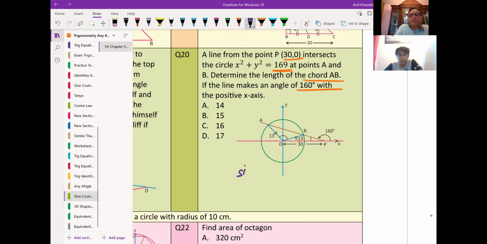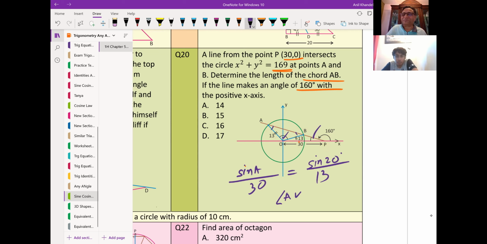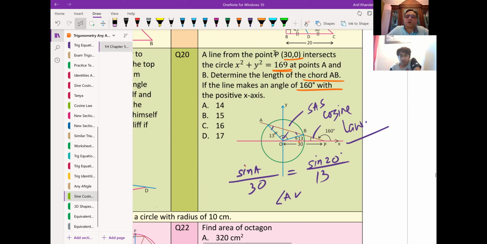Let me write this down. You can find sine A over the opposite side, 30, equals sine of 20 degrees over 13. This is 20 degrees, right? So you get angle A. Angle A equals angle B, and therefore you get the angle at O also. Once you know angle A, you apply cosine law, because the case is SAS. And find the solution. One of the very beautiful questions you will come across on this topic.